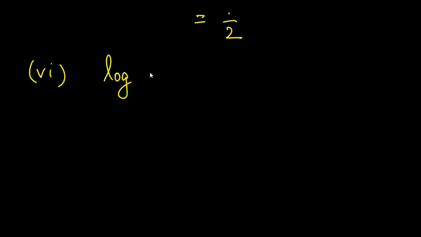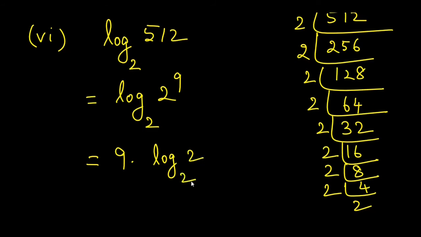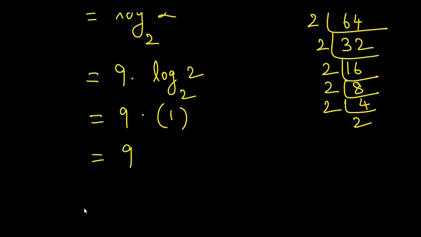Log of 512, log of 512 to the base 2. Now let us write 512 as a power of 2. So this is equal to log of 2 power 9 to the base 2. By applying the power rule, 9 into log of 2 to the base 2. Log of 2 to the base 2 is 1. Therefore, it is equal to 9.